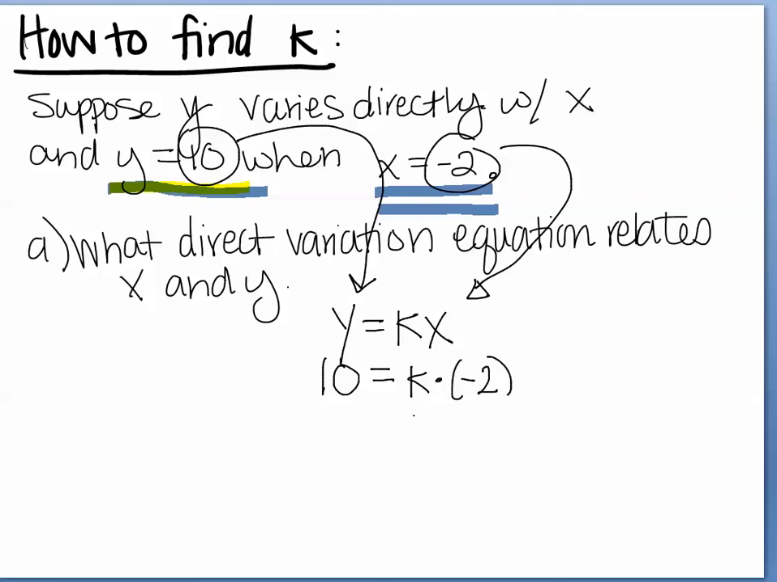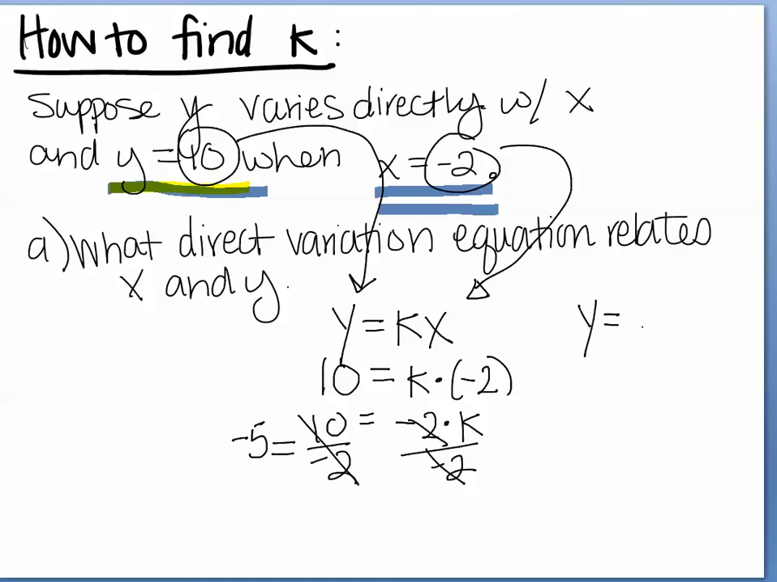So we could turn this around. It doesn't have to be k first. It could be negative 2 times k. Those are the same thing. And then we can see we just need to divide by negative 2. And then we found the k. That reduces to negative 5. So that's your k. So then I can take that k and I can write the entire equation. Y equals, and then I'm taking out this k and I'm putting in negative 5 times x. So this is the answer. This is the direct variation equation that relates x and y.